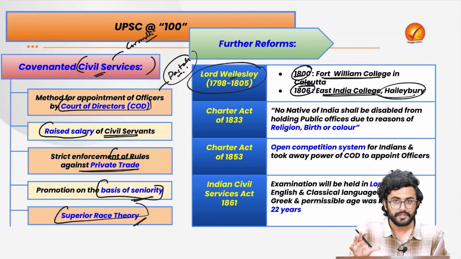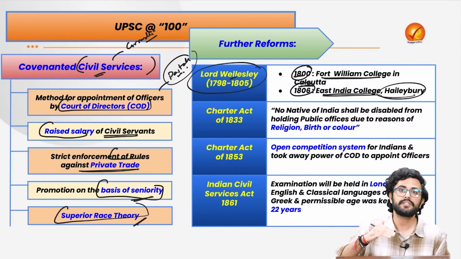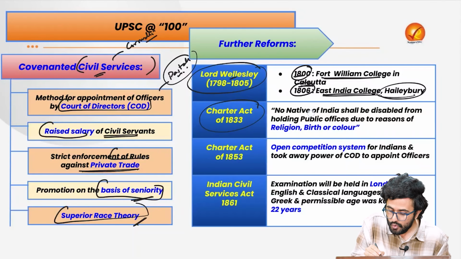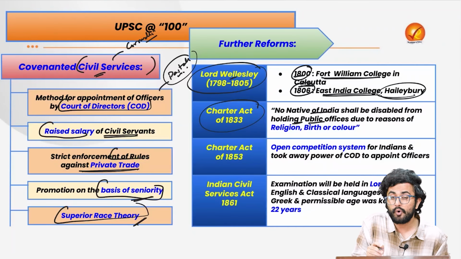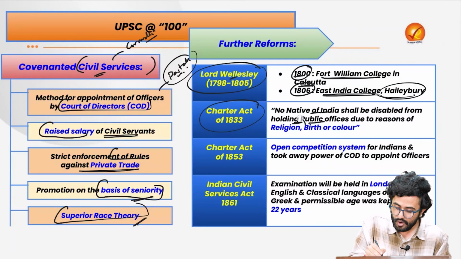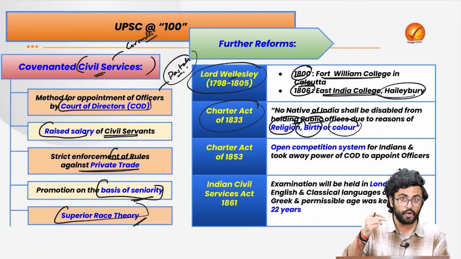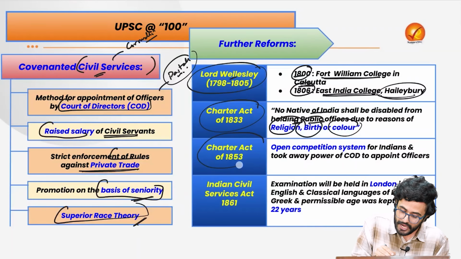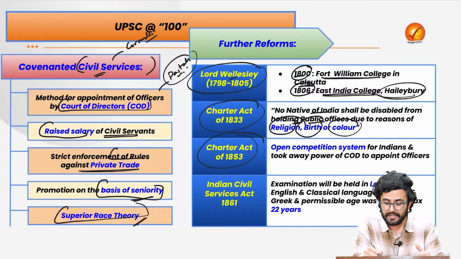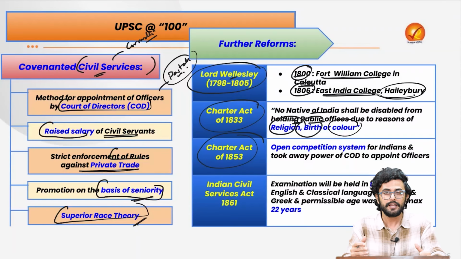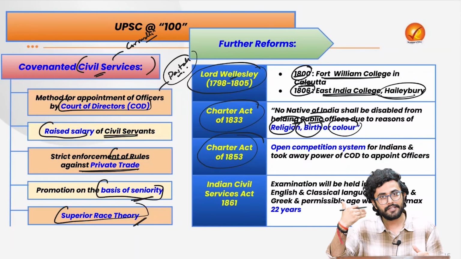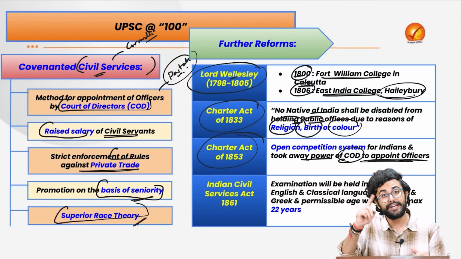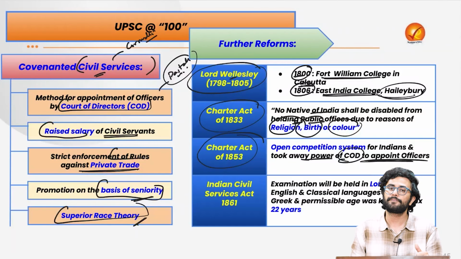For the first time, the call for inclusion of Indians in civil services was made by the Charter Act of 1833, which stated that no native of India shall be disabled from holding any public office because of religion, birth or color. However, this was not implemented. It came into force through the Charter Act of 1853, which opened the open competition system for Indians. The exam will take place and Indians can also appear in it, and thus it took away the power of the Court of Directors to appoint officers, as was done by Cornwallis.